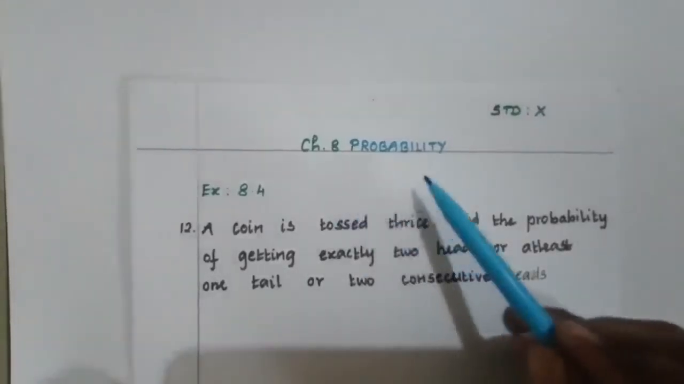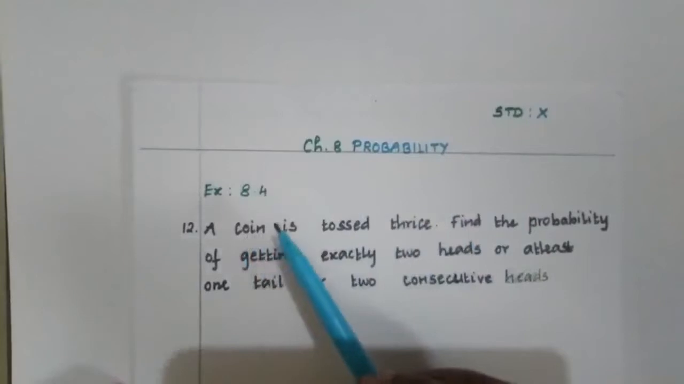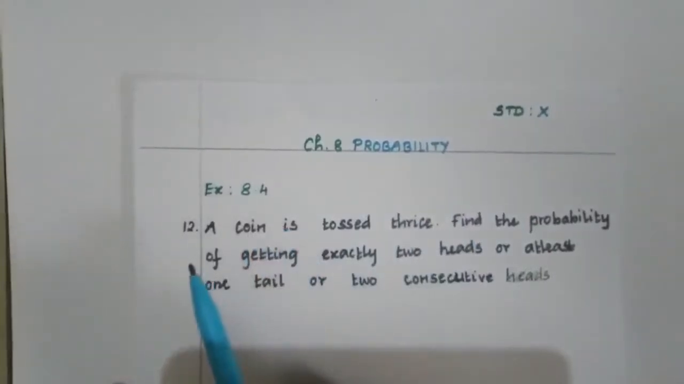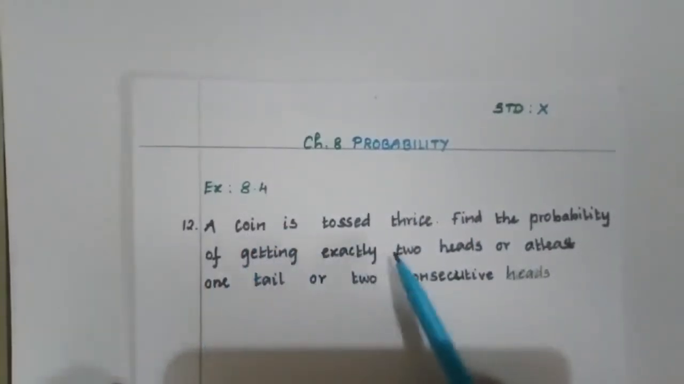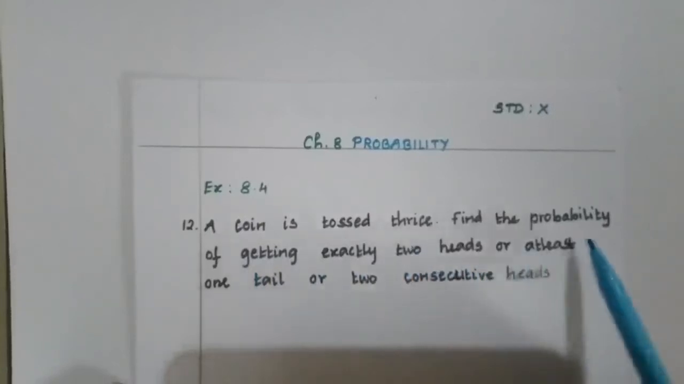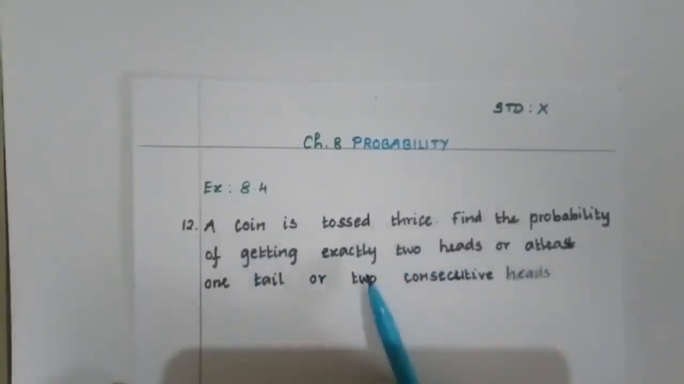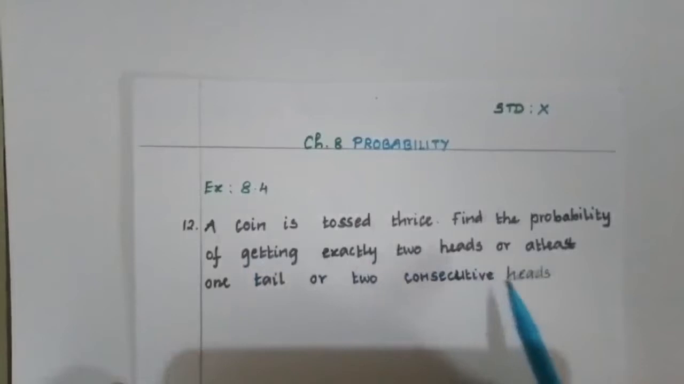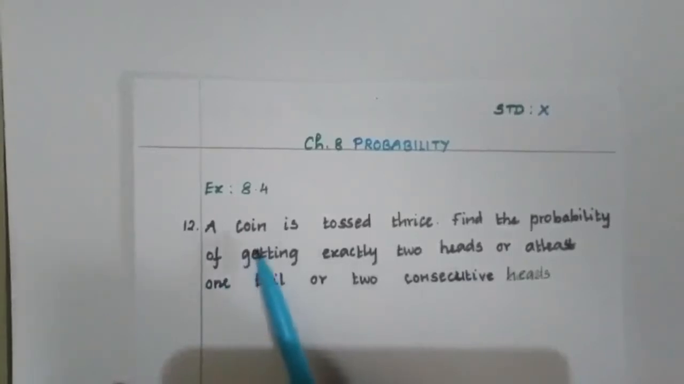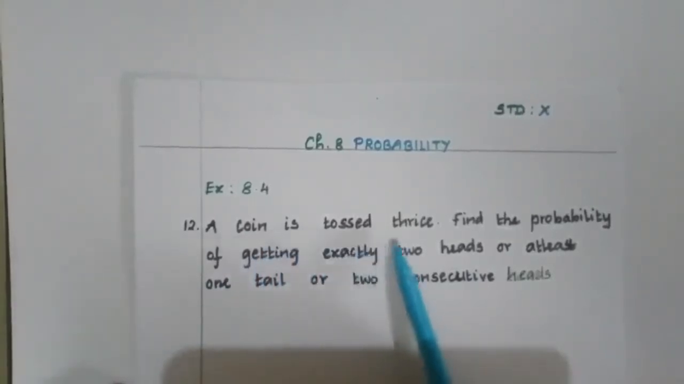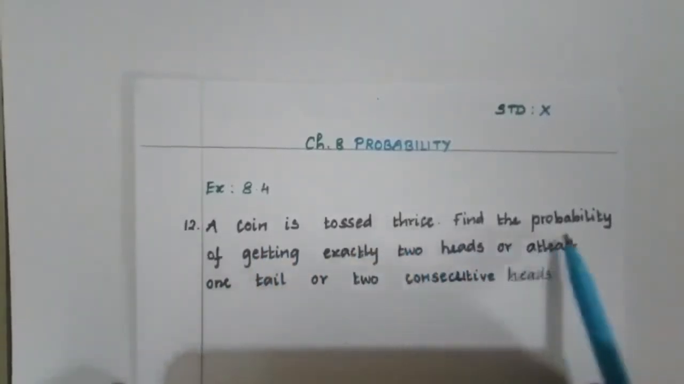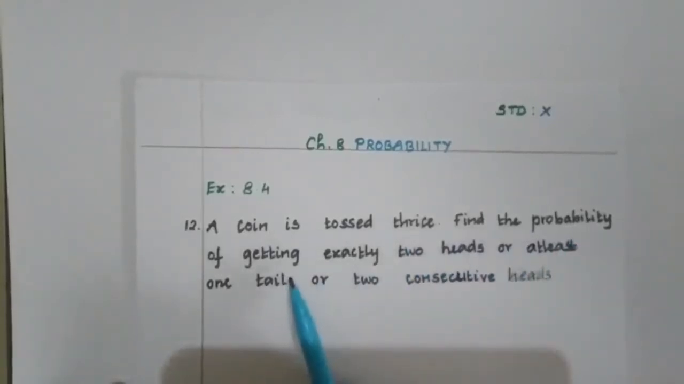Chapter 8 Probability, Exercise 8.4, 12th question. A coin is tossed thrice. Find the probability of getting exactly 2 heads or at least 1 tail or 2 consecutive heads. So it's given that a coin is tossed 3 times. Now we have to find a probability for 3 events.